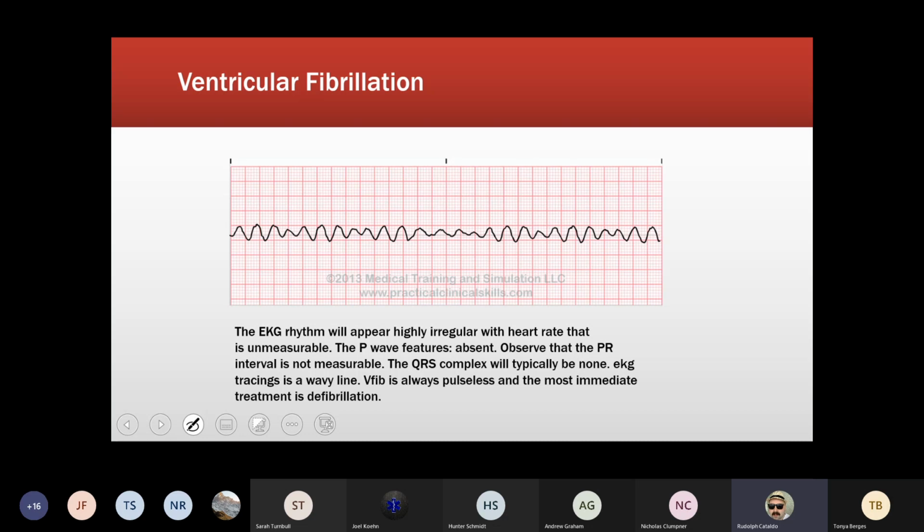First rhythm up, VFib, or ventricular fibrillation. You might see it abbreviated as such. It will look pretty close to what you see here. Very sporadic, not organized. What do you think is happening within the heart?